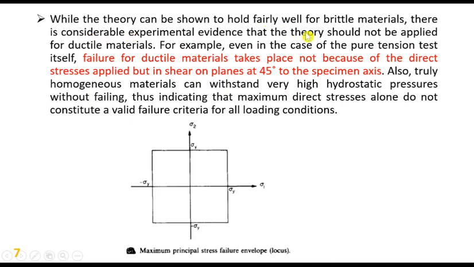While the theory can be shown to hold fairly well for brittle materials, there is considerable experimental evidence that the theory should not be applied for ductile material. For example, even in the case of a pure tension test itself, failure of ductile material takes place not because of the direct stresses, but in shear on a plane at 45 degrees to the specimen axis. So we know shear is at an angle of 45 degrees with the principal stresses. For ductile material, not only tensile stress is playing its role, but also the shear. In a pure tension test, ductile material fails due to shear.